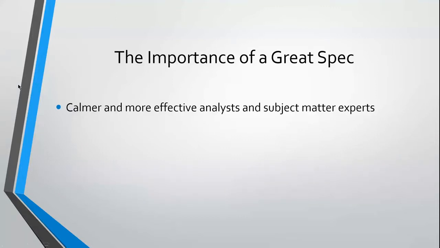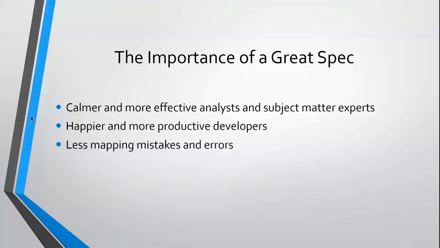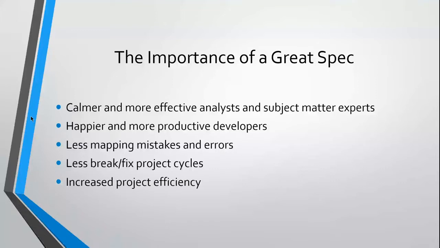When that happens, obviously, you're going to wind up with happier and more productive developers because they're going to be able to do their jobs much more easily, and everything logically will make sense. That's going to equate to fewer mapping mistakes and errors. And from here, it just cascades down beautifully and naturally throughout the project lifecycle. Fewer mapping mistakes and errors equate to fewer break-fix project cycles. That's going to increase the project efficiency. And then ultimately, you're going to wind up with a really improved delivery schedule.